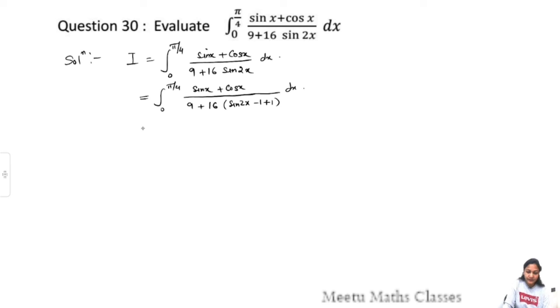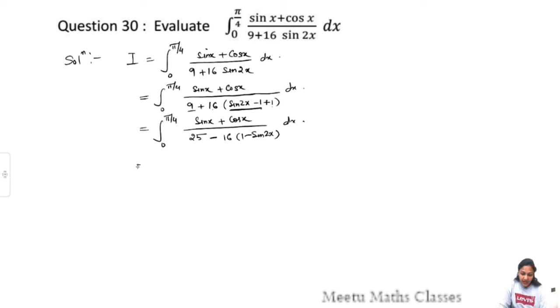And this will give you 0 to pi by 4 sin x plus cos x upon 9 plus 16, put this in a bracket, 9 plus 16 is 25, and from here if you take the negative common you will get 1 minus sin 2x dx. And now we can put the formula for 1 minus sin 2x, and that is sin x minus cos x whole square.